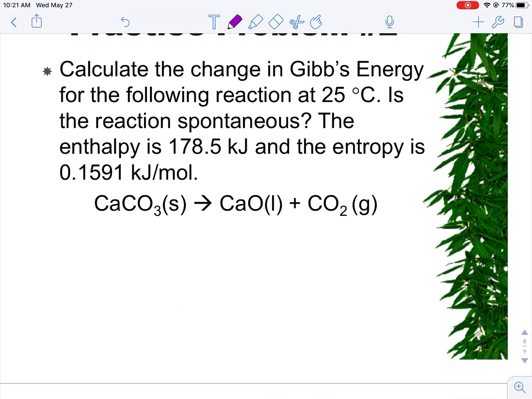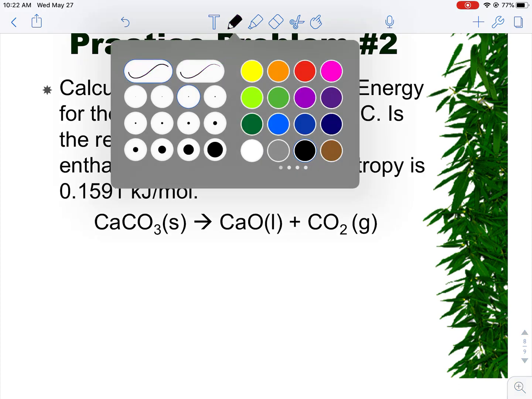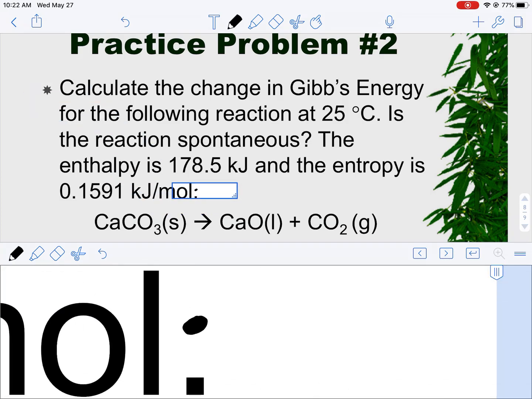Again, calculate the change in Gibbs energy for the following reaction at 25 degrees Celsius. Is the reaction spontaneous? The enthalpy is 178.5 kilojoules and the entropy is 0.1591 kilojoules per mole Kelvin. Please change that unit, my apologies.